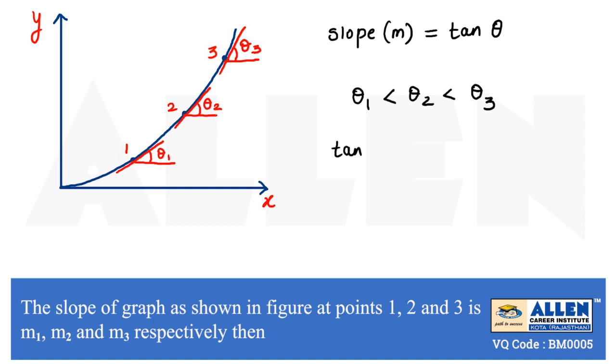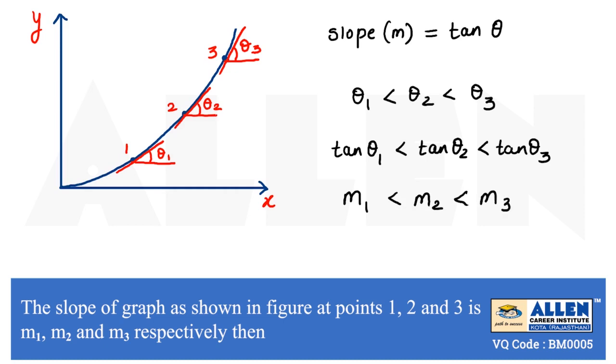So the order of tan theta will be like this: tan theta 1 is lesser than tan theta 2 is lesser than tan theta 3, and tan theta here representing slope, which is represented by m. So m1 is lesser than m2 is lesser than m3.